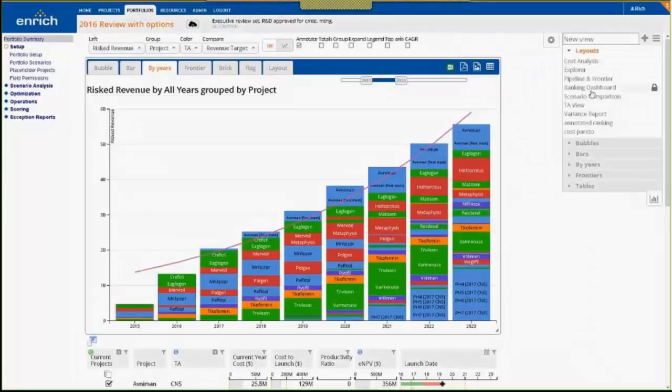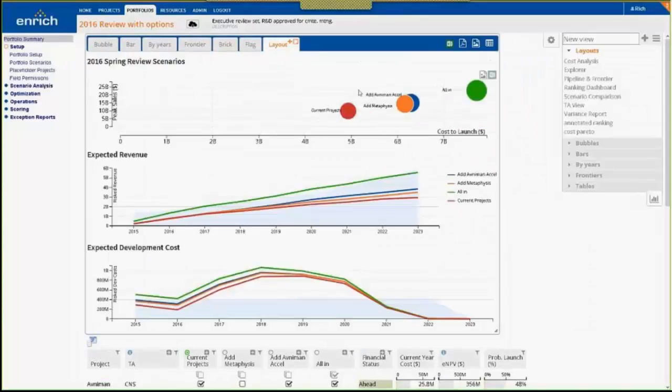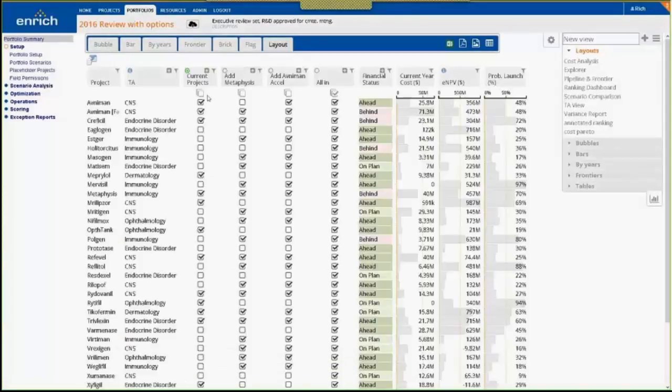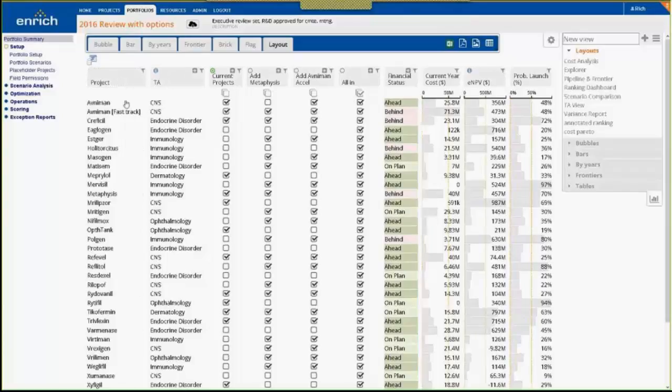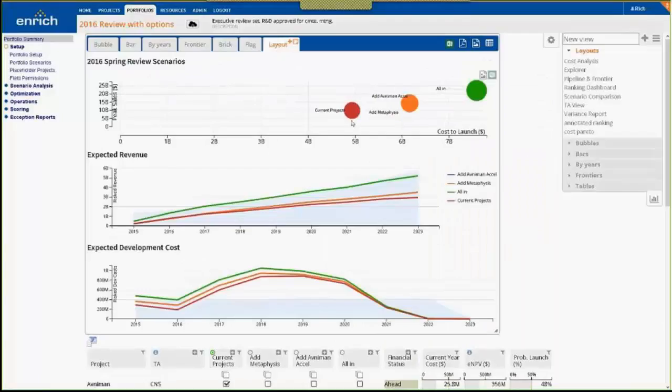Similarly, we can compare multiple investment strategies. So here we have not just one base case strategy, but several other strategies as well. And those strategies may include maybe buy up or accelerated development scenarios for some of our projects. So we can see for each of those portfolios that are defined, we have a separate cost to launch and a separate peak sales, separate ENPV estimate. So the least affordable but most valuable is the all-in portfolio. We have several others here.